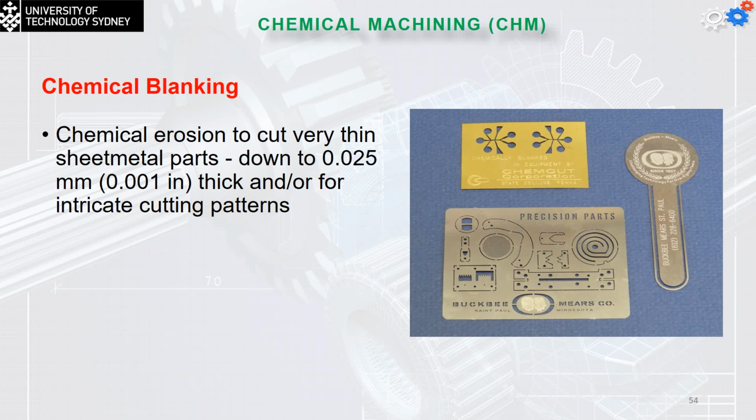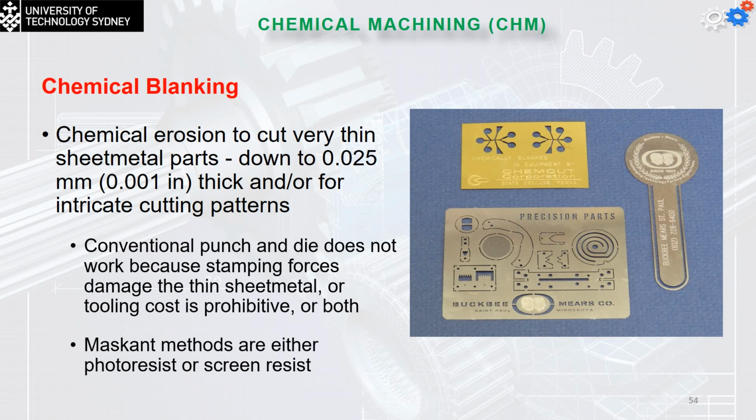Chemical blanking, I think you saw these things before, is used for certain electrical engineering drawings. The chemical erosion cuts very thin sheet metal parts down to 0.025 millimeters thick, or for intricate cutting patterns. The conventional punch and die does not work because the stamping forces damage the thin sheet metal, or the tool cost is prohibitive, or both. The masking methods are either photoresist or screen resist type.